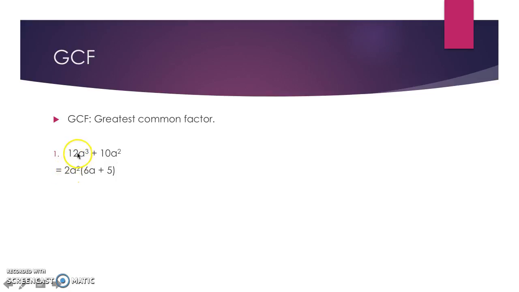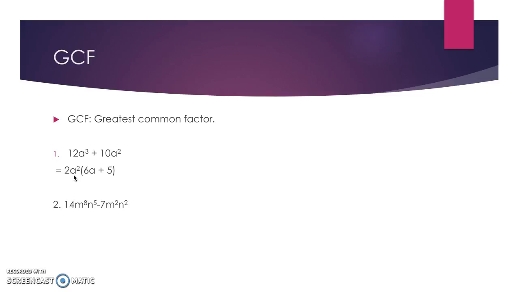Once we do that, we take 12a cubed divided by 2a squared, which gives us 6a. And then we have 10a squared divided by 2a squared, so 10 divided by 2 is 5, and a squared cancel out, so it's just 5.